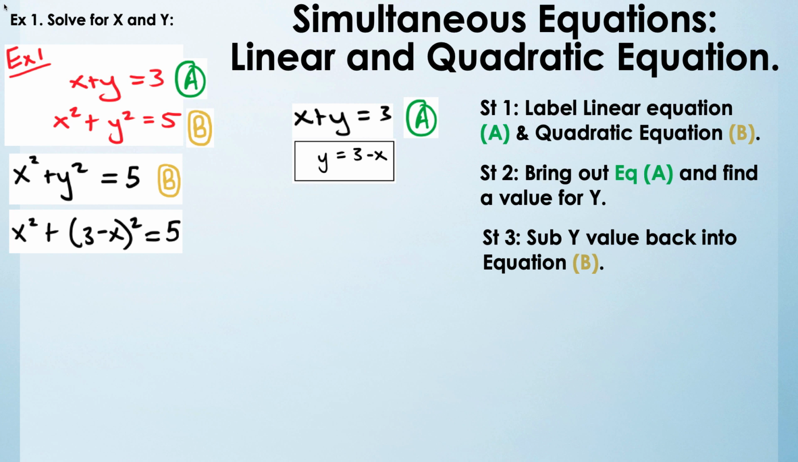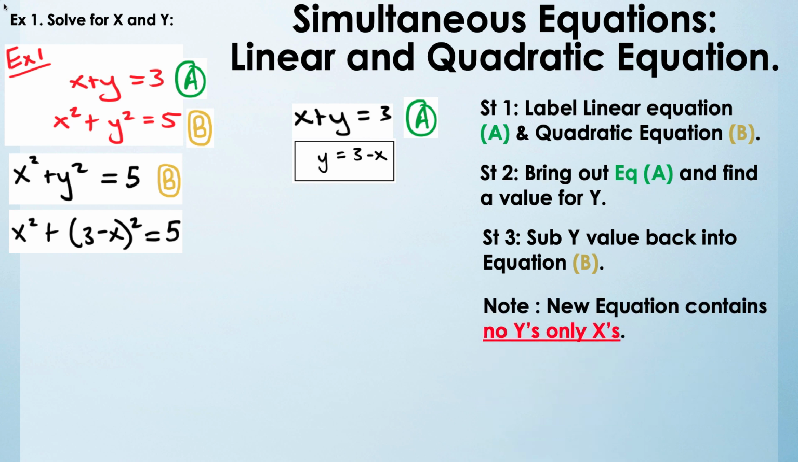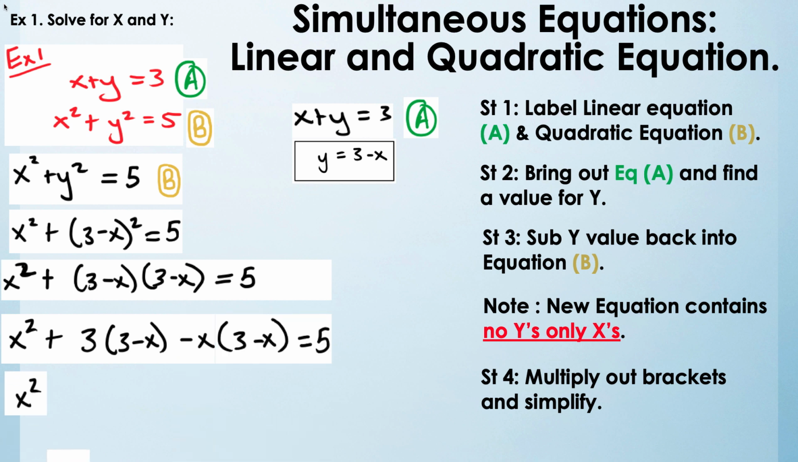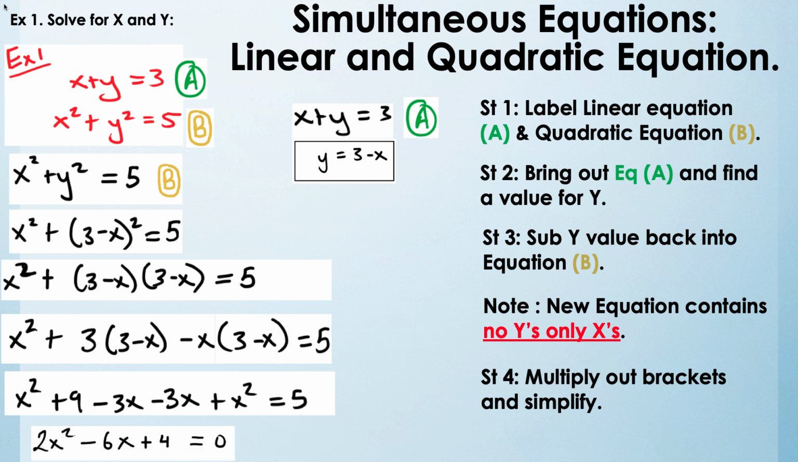Any idea why I'd sub that back into this? Yeah, because we know y is now all x. What to do? Square it out and simplify it. So x squared plus 3 minus x squared is equal to 5. 3 minus x squared is 3 times 3 minus x. 9 minus 3x plus x squared. And to simplify it, 2x squared minus 6x plus 4 is equal to 0.